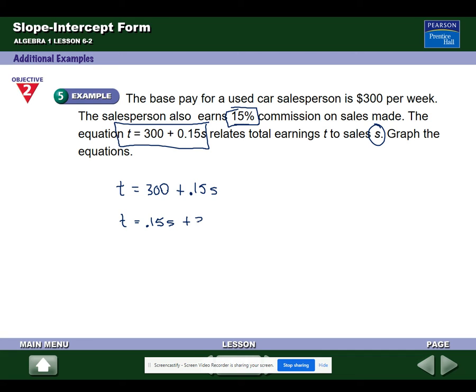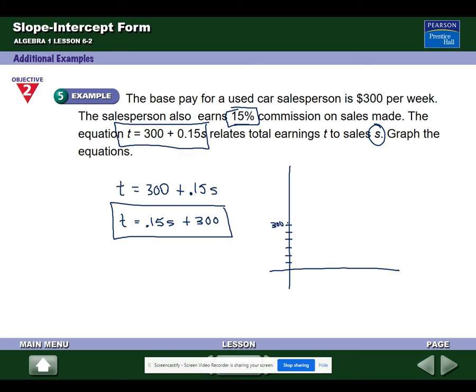So to graph this, by the way, T equals 0.15S plus 300 is a little bit more closely aligned to y equals mx plus b, slope-intercept form, putting the variable term first. The y-intercept would be 300. Now think about that. If I were to graph this, and the y-intercept is 300, and it's going up from there, maybe I go by 50s: 50, 100, 150, 200, 250, 300 would be the first place where I could plot a point. And then without putting a scale in here, just know that this is going to go up from here.